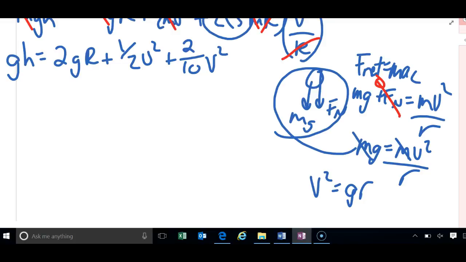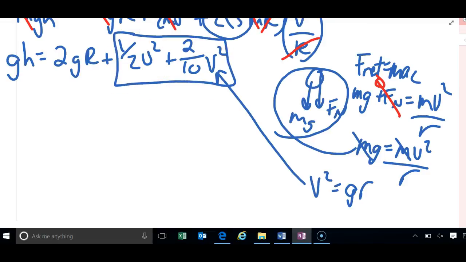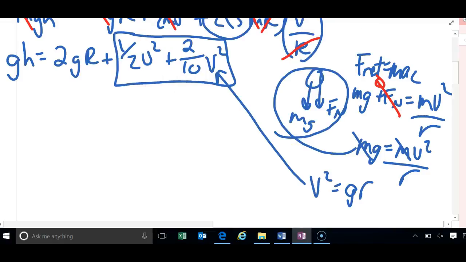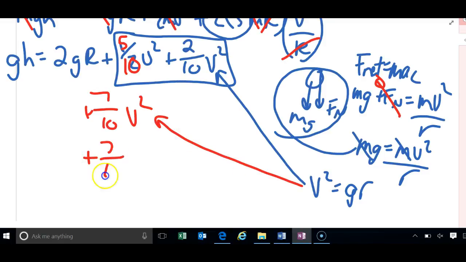Now, why didn't I solve for velocity? Well, if I go over here, I see that these are already velocity squared, so I can plug that in there. Before I plug that in, I'm going to combine these fractions. So 1/2 plus 2/10, you need a lowest common denominator. This is 10, so the 1/2 becomes 5/10. So here I have 7/10 v squared. Then I plug in what v squared is, and I have 7/10 gr. Doesn't matter if it's lowercase or uppercase, they're both the same.